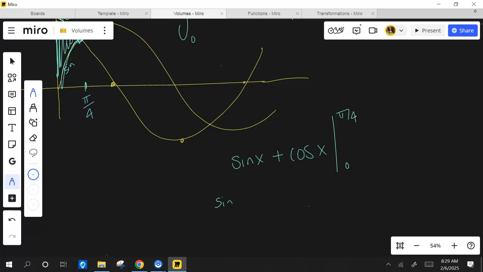So I feel like we did this one. Sine of pi over 4 plus cosine of pi over 4 minus the sine of 0 plus cosine of 0. I swear we did this one.